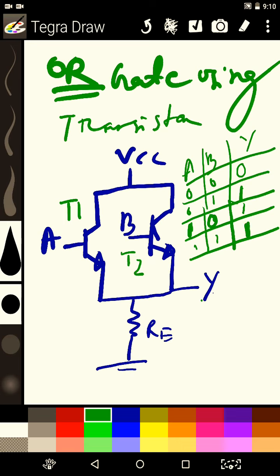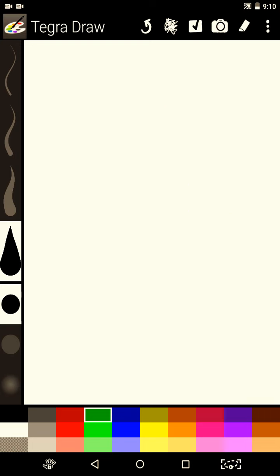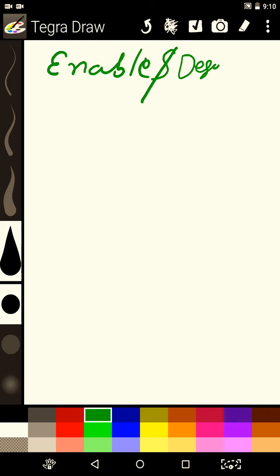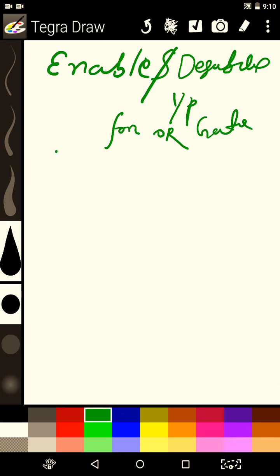This is the transistor model, the transistor designing representation. This is the OR gate representation using the transistor. Now we will go for enable and disable input for the OR gate. Enable and disable input for the OR gate.